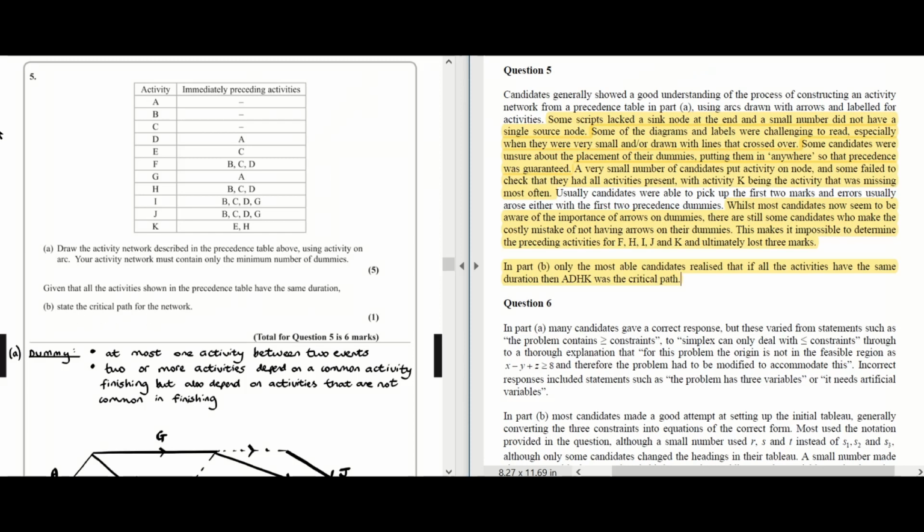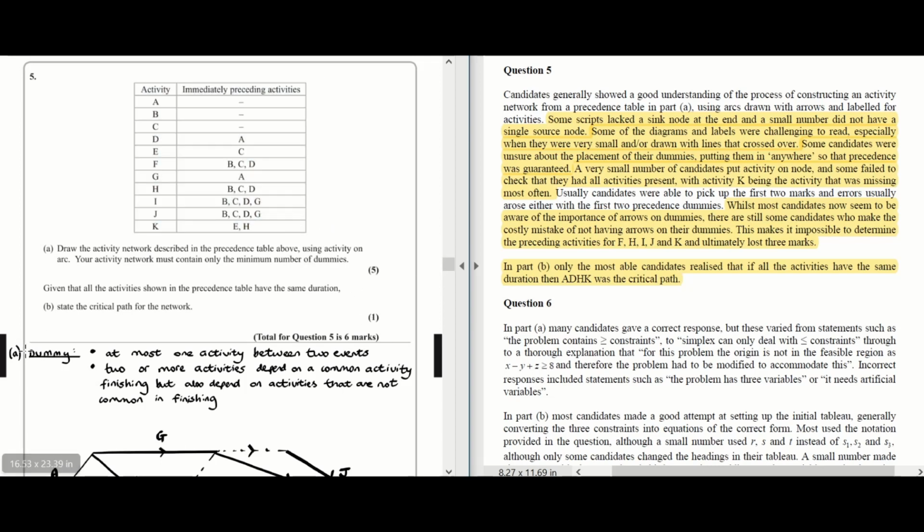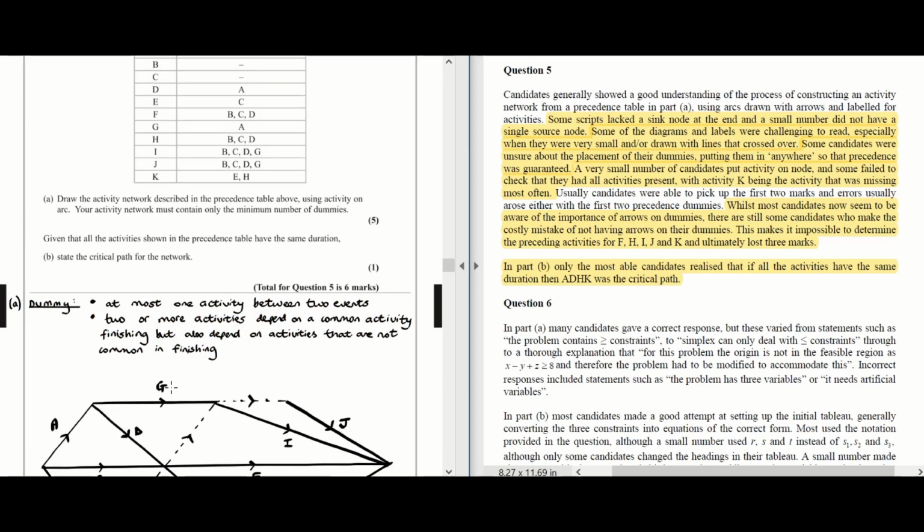Question 5, examiner report wise, that's when we had to draw an activity network. A lot of people are beginning to understand this sort of question, which is good. I always like to give the definition of a dummy before I attempt these questions, just to remind myself when I will use a dummy. Now, we've got some interesting comments over here.